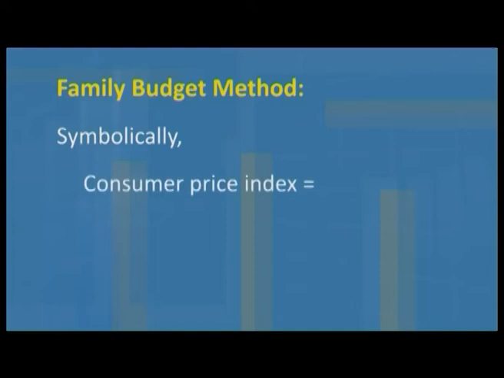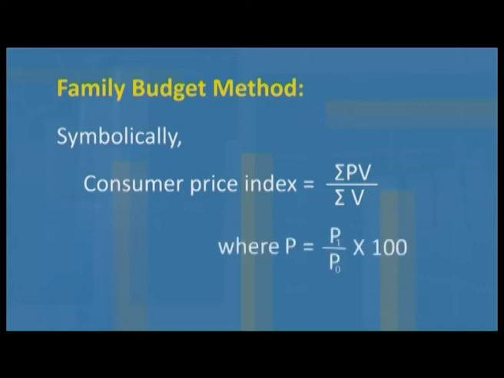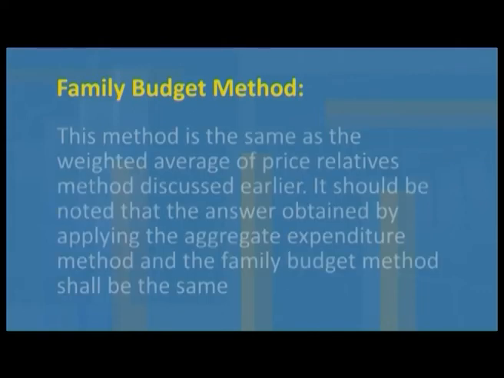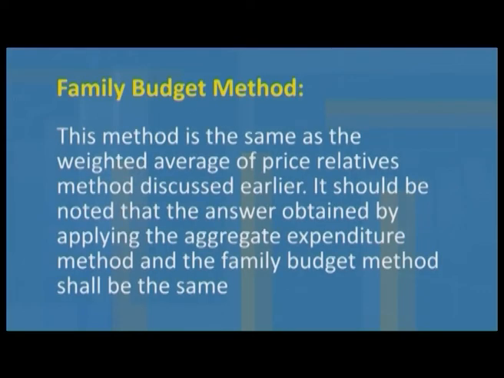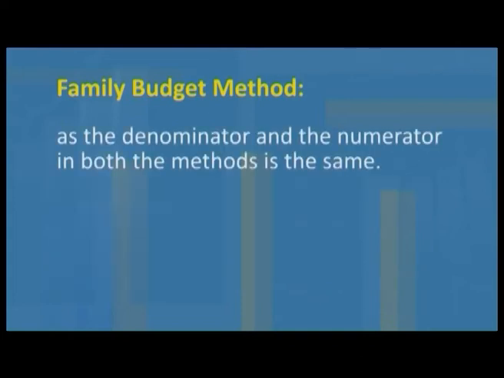Symbolically, Consumer Price Index is equal to summation P into V divided by summation V, where P is equal to P1 by P0 into 100 for each item, and V is the value weights. This method is the same as the weighted average of price relatives method discussed earlier. It should be noted that the answer obtained by applying the aggregate expenditure method and the family budget method shall be the same, as the denominator and the numerator in both the methods is the same.